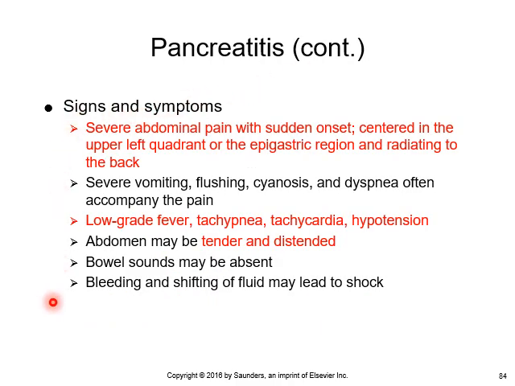Signs and symptoms of pancreatitis. The most common one would be severe abdominal pain with sudden onset. And then it's centered in the upper left quadrant or epigastric region and radiating.